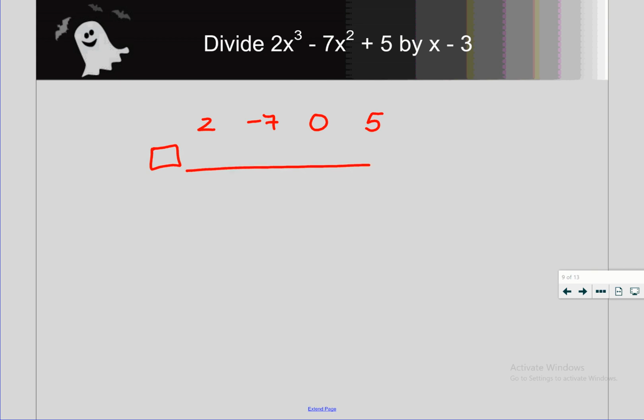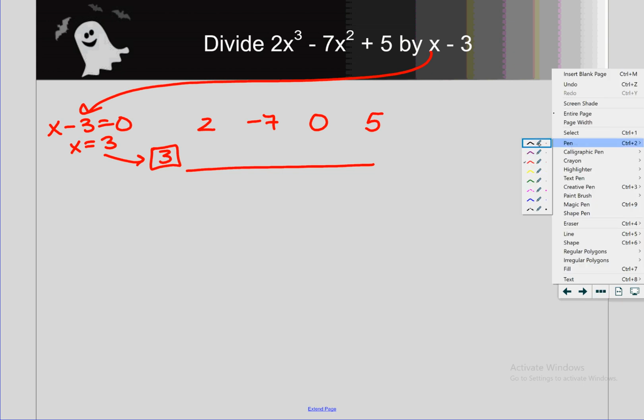Here's how we get the number in the box. We're going to take our factor, our potential factor, our divisor, what we're dividing in, and we're going to set it equal to 0. If I set that equal to 0, I'm going to get x equals what as a solution? x equals 3. That's the number that goes in the box. Okay. Then that's how you set it up.